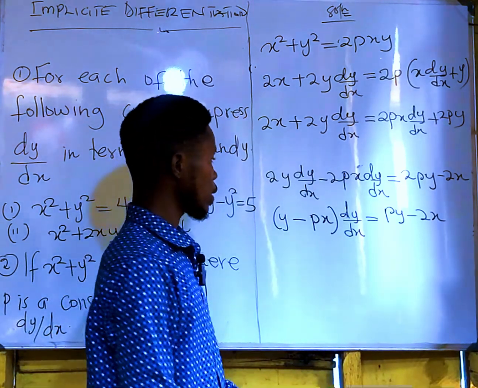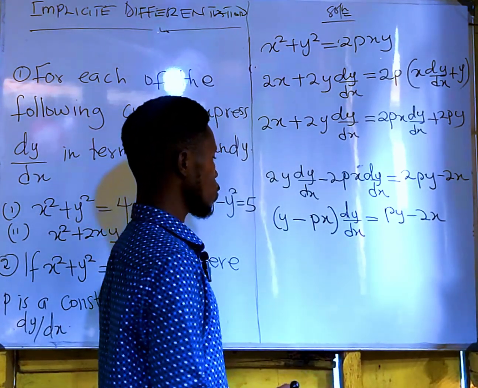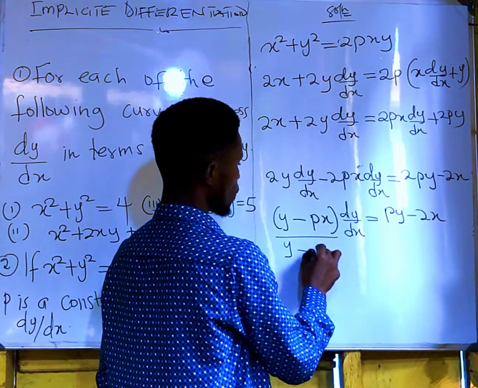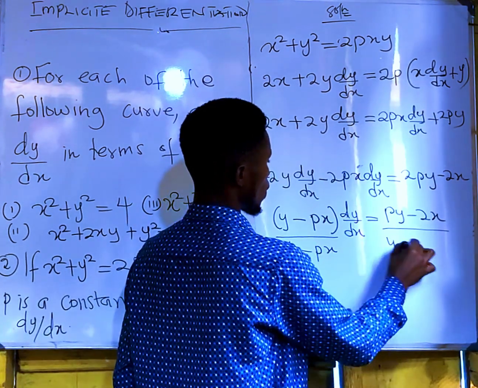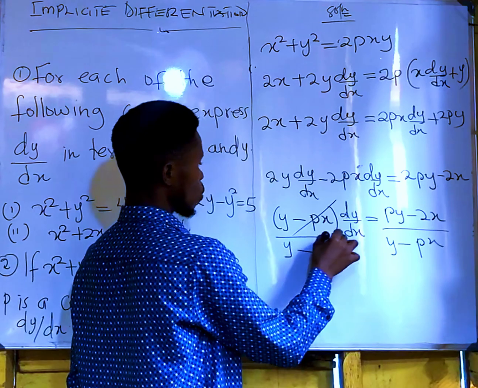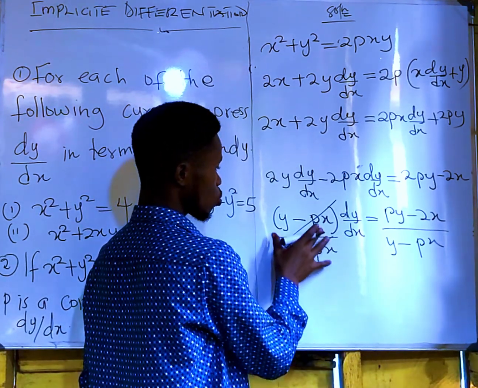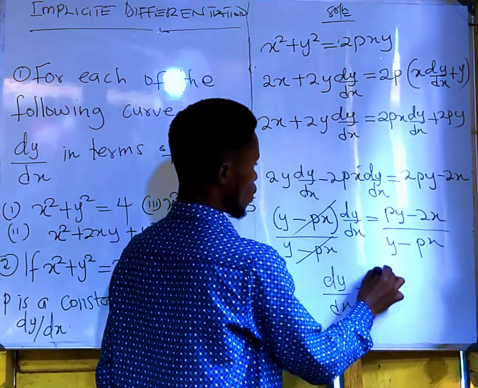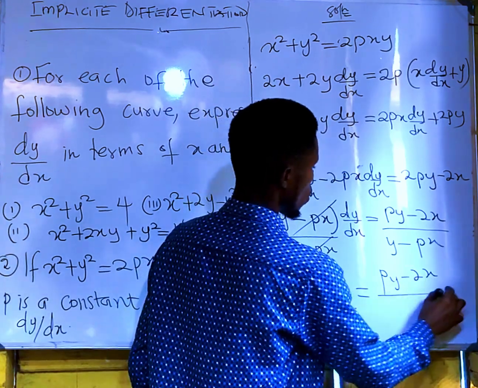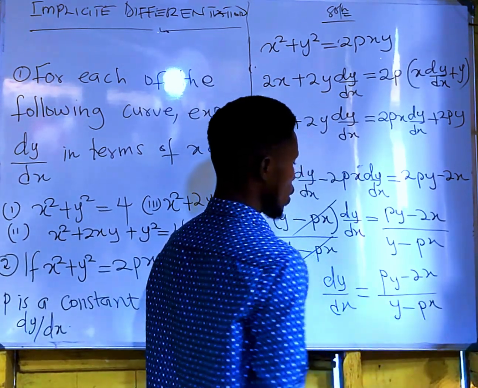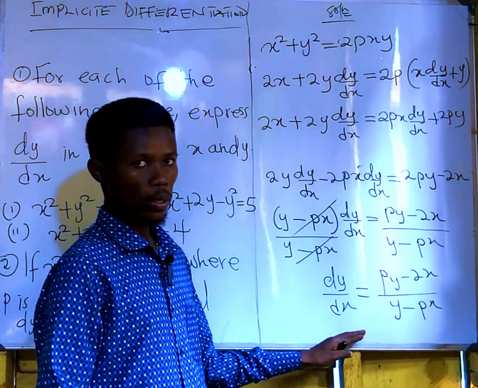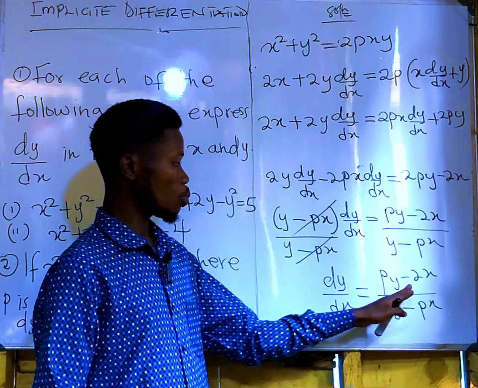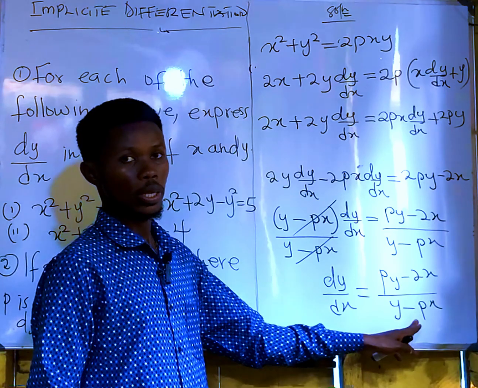Now for this case, all you need to do here is to divide both sides by y minus px because you want to make dy/dx the subject. So here y minus px, here y minus px. So this goes with this. y minus px can go into itself 1. So what do we have? We have dy/dx, okay, equals py minus 2x all divided by y minus px. Is that okay? So this is the answer to the question. dy/dx equals to py minus 2x over y minus px.